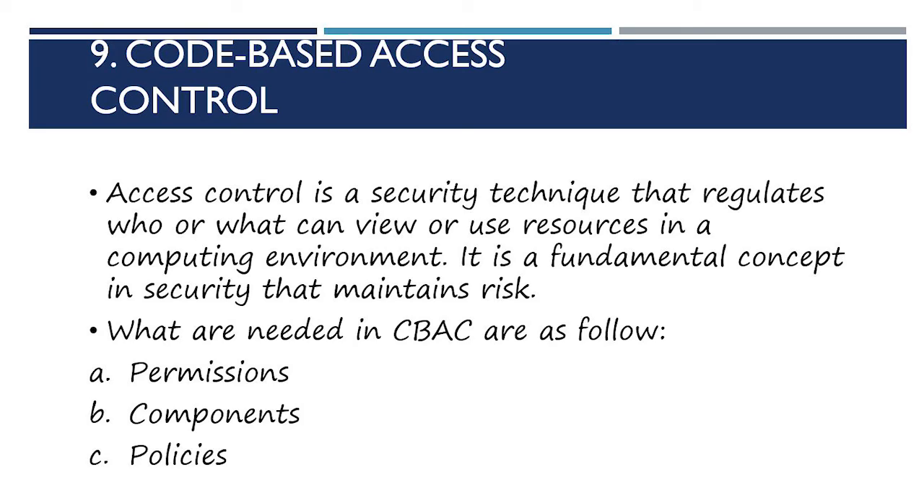So what is needed in CBAC are as follows. The first one is permissions, the second is components, and the third is policies. Permission is the right to do a particular thing, and a policy is a permission that is given to a component. So it means who is allowed to do what. Okay, so the next slide.